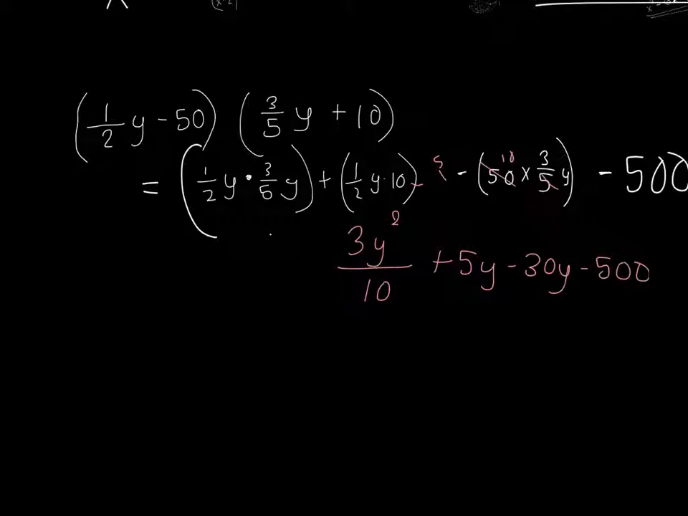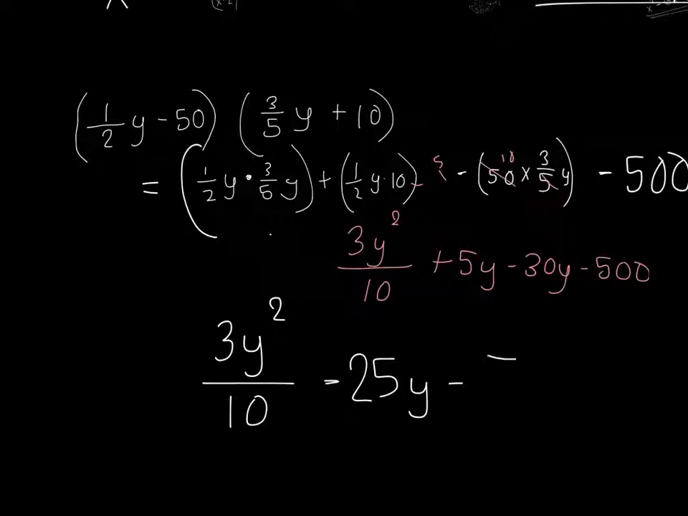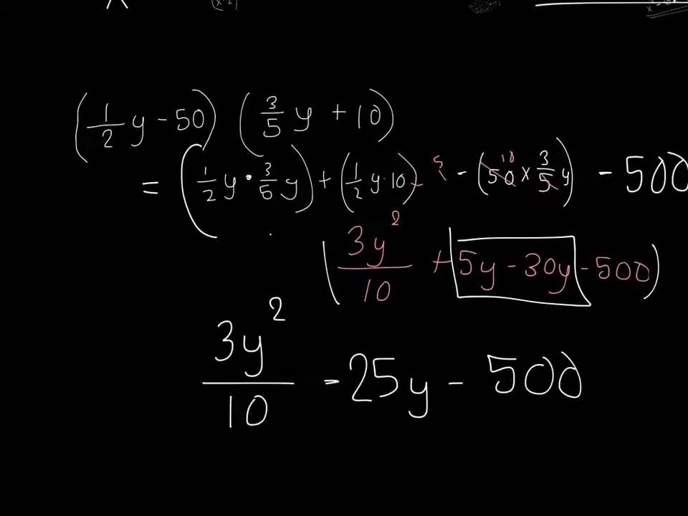The answer is 3y squared by 10 minus 25y minus 500. All I did from the answer to this thing is just simplify this part. That's all I did, since the rest couldn't be simplified or done anything. So I just did that to get my answer, 3y squared divided by 10 minus 25y minus 500. That is the answer to this daunting equation.